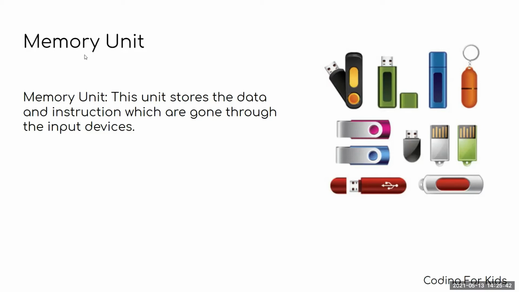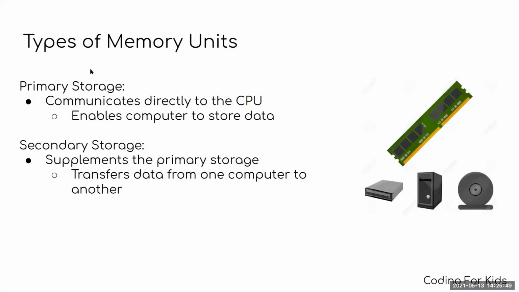The memory unit comes in 2 different types. If we go to our next slide, you can see right here, there are types of memory units. First we have the primary storage, and this communicates directly to the CPU.